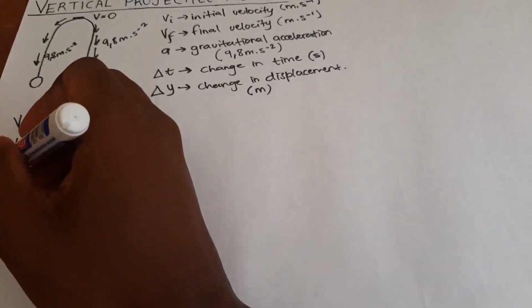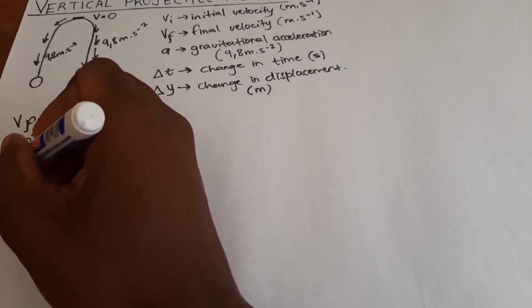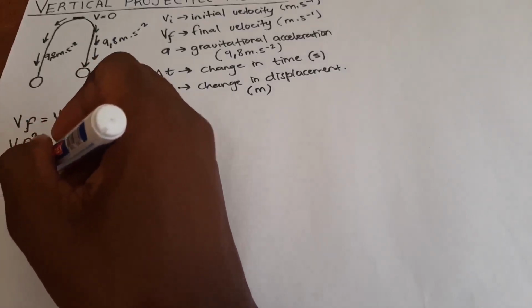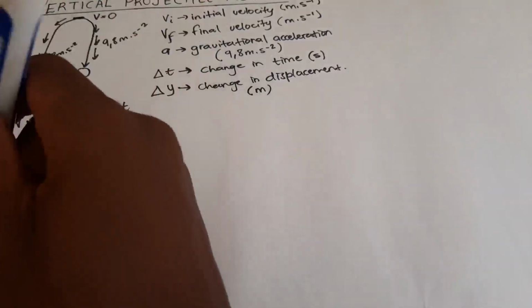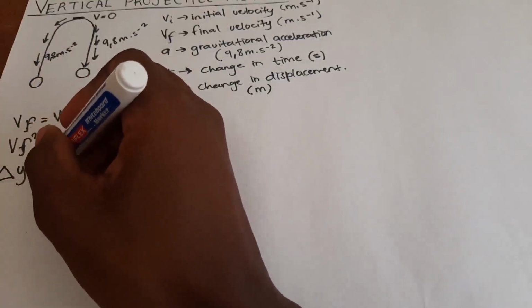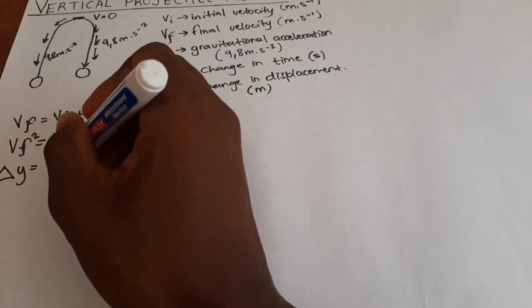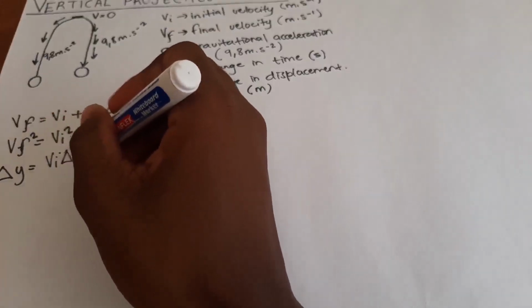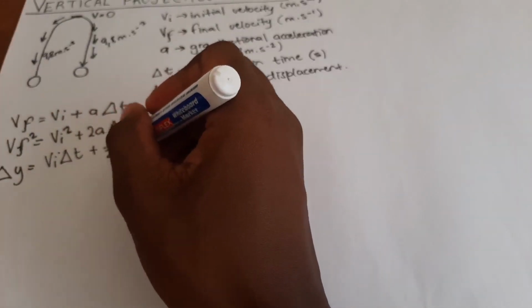Okay, the third one is change in y. You can say change in y, or change in x, but now again, we're looking at vertical y. Change in y is equal to Vi change in time plus half acceleration change in time squared.